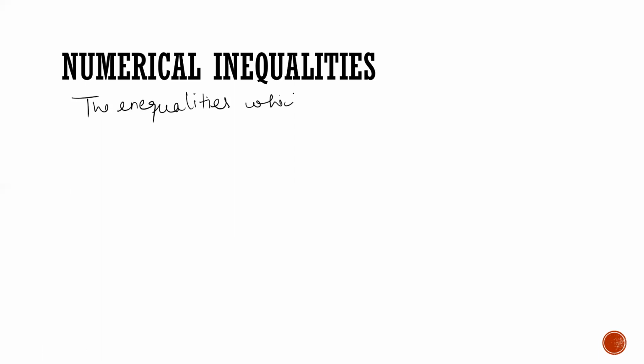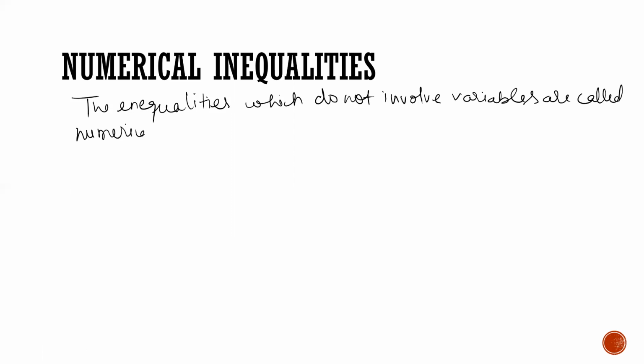Now here let's start with discussion of numerical inequalities. The inequalities which do not involve variables are called numerical inequalities. So I just gave you a similar example, where I was discussing the height of Rohan and Mohan. Am I right? Now we have two types of inequalities.